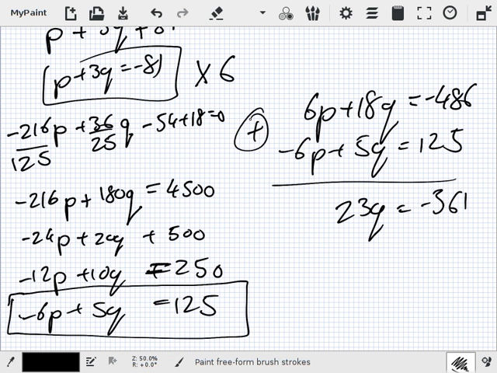Okay. So 6p minus 5q equals 250. Did I get that? No, I'm off by 2. I lost a 2 somewhere. What happened?